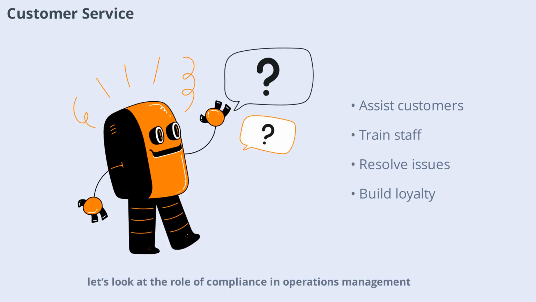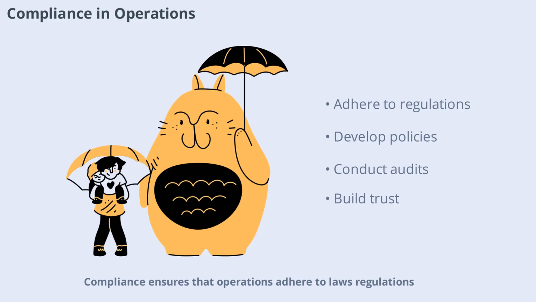Now, let's look at the role of compliance in operations management. Compliance ensures that operations adhere to laws, regulations, and industry standards. Operations managers develop policies, conduct audits, and provide training to ensure compliance. Non-compliance can result in legal penalties and damage to reputation. By maintaining high standards, organizations build trust with customers and regulators. Compliance is an ongoing process that requires vigilance and regular updates.